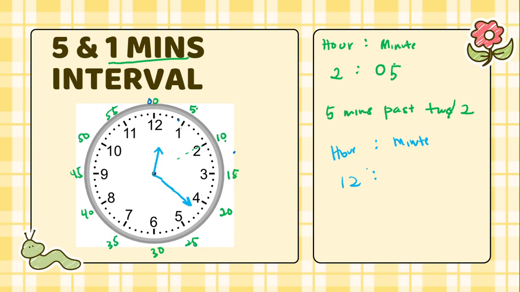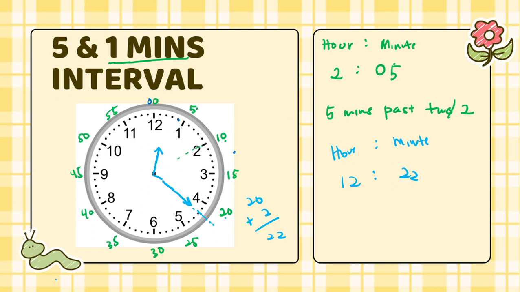And then your minute, you check your minute, you see 4 is 20 minutes, but your long needle is 2 dots away from 4. So that means you need to add the 2 dots, 20 plus 2, you will get 22. So that means the time is 12:22.